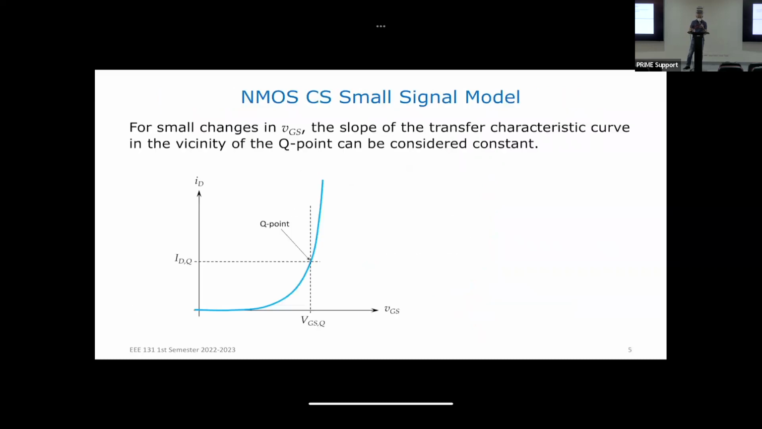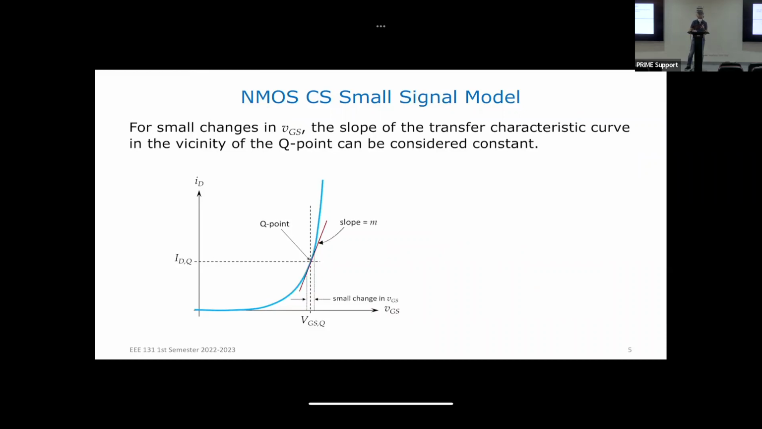For small changes in VGS, take note, no? VGS is capital G, capital S. So that means kasama dito yung bias voltage. Remember? Pag capital G, capital S, kasama yung bias voltage. For small changes in VGS, the slope of the transfer characteristic curve in the vicinity of the Q point can be considered constant. So how do I illustrate that?